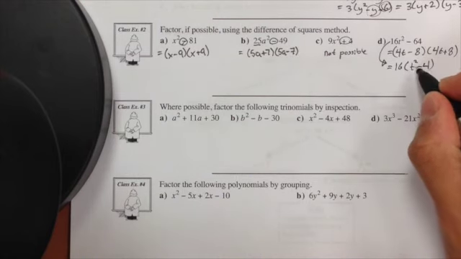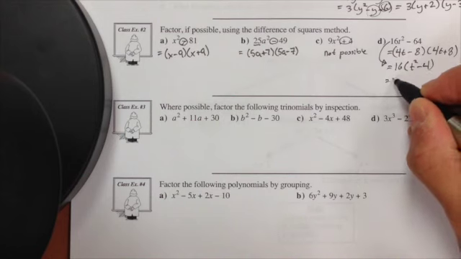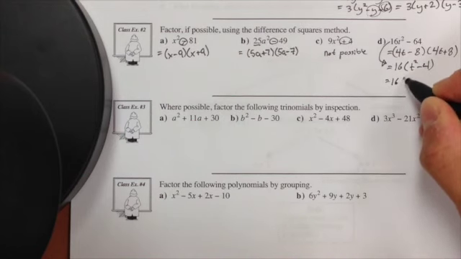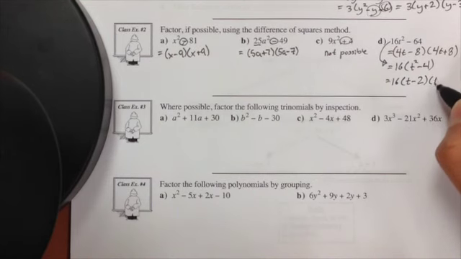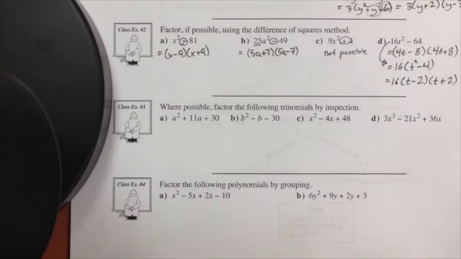But look here, in this middle term we can have a difference of squares. So it's going to be 16 times t minus 2 times t plus 2. And that is something that is fully factored.